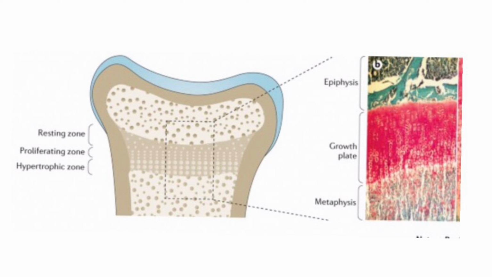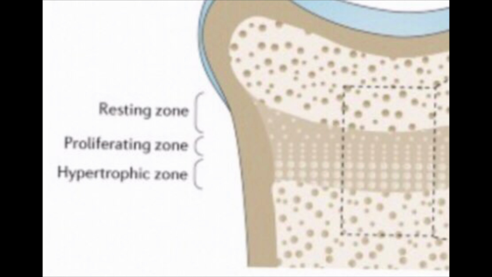Now, keenly look at this picture. The red zone in the picture shows the growth disc or plate, which is situated in between the epiphysis and the metaphysis. Taking a closer look at this growth plate, you will find that it consists of resting zone, proliferating zone, and a hypertrophic zone.